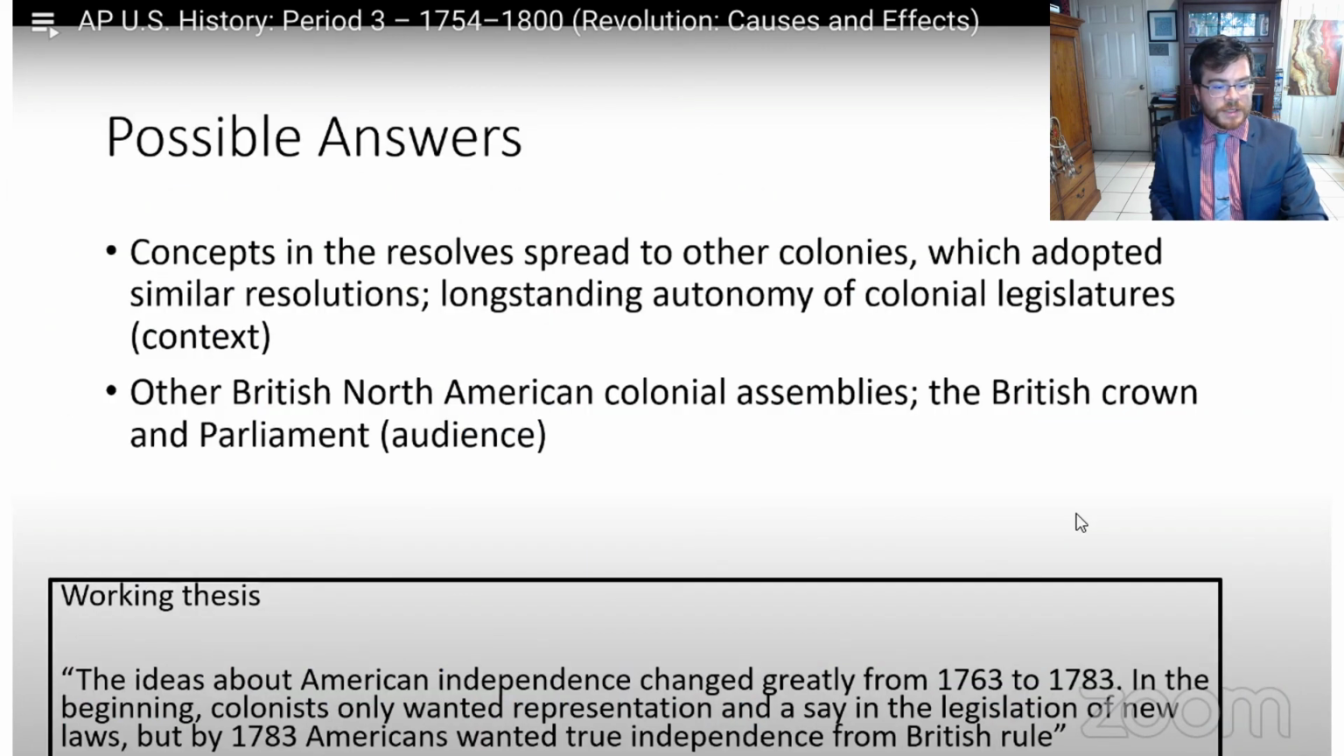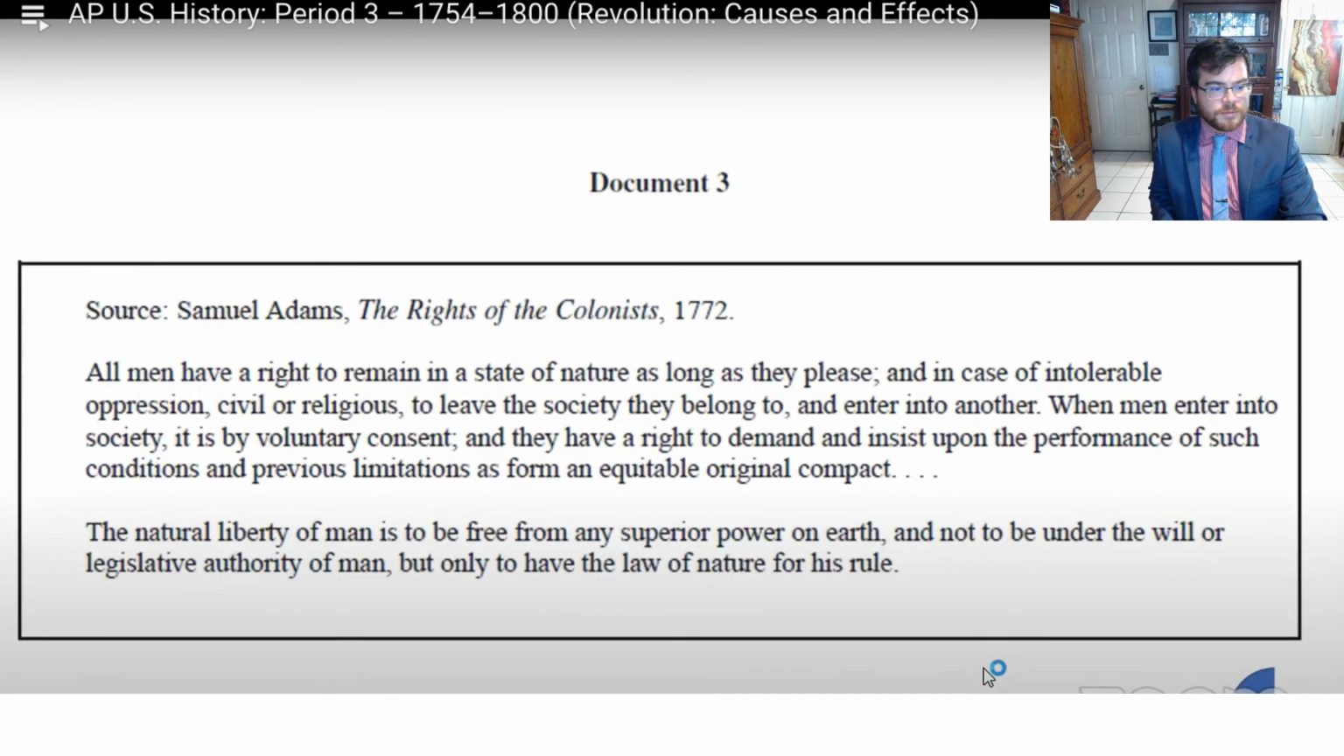Okay, possible answers to support our working thesis. For the Virginia House of Burgesses, historical context or intended audience would be the easiest ones to do. Yeah, intended audience, colonial assemblies talking to England, right? The British Parliament. That's what they want. They want change. Document 3. 30 seconds on the clock. Starting now.